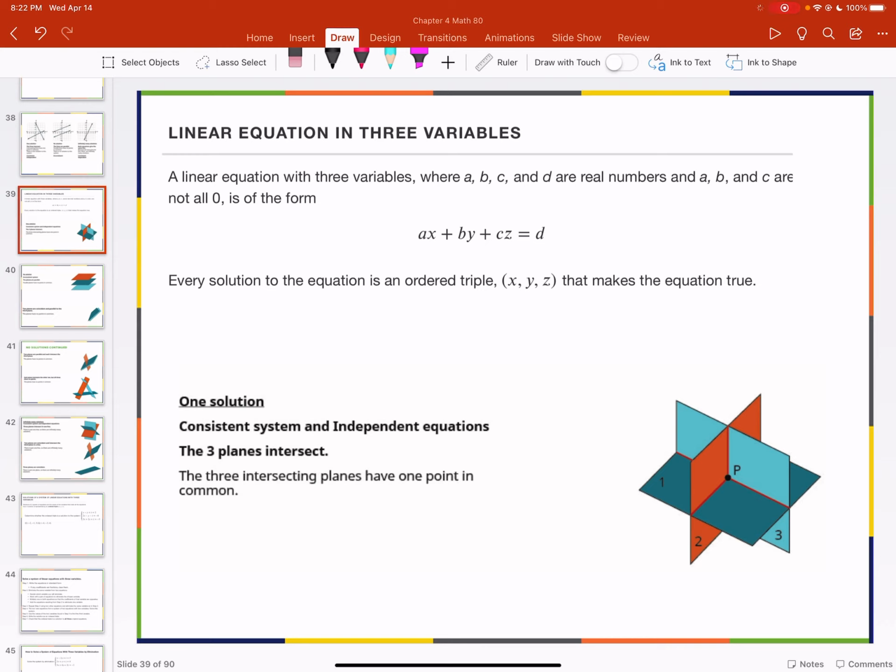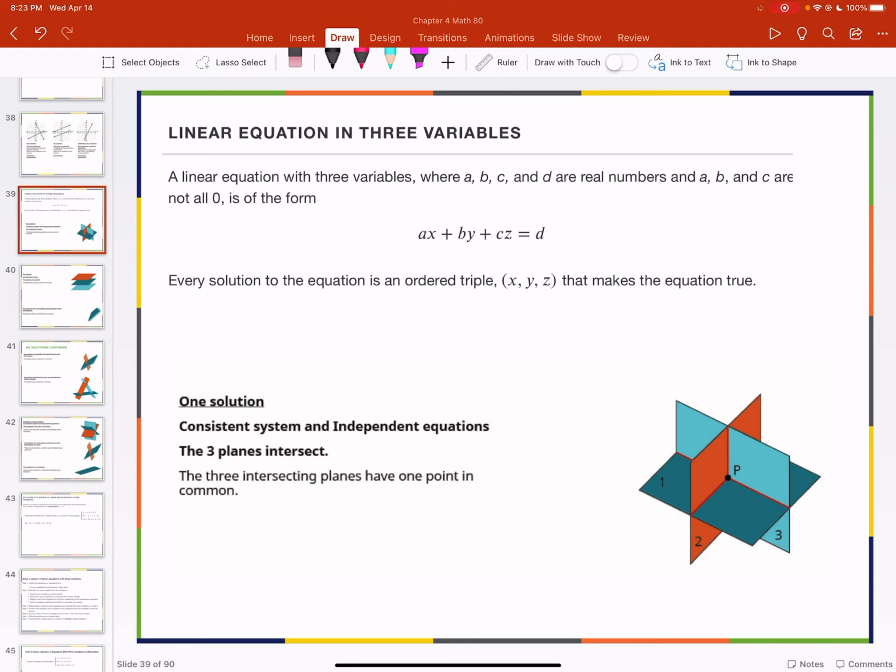Just let that sink in. It's 3-dimensional and they're all linear, so there are no visible exponents. All the exponents of the variables are 1. It describes a plane. And the general form is ax plus by plus cz is equal to some constant d. And every solution to the equation is what we call an ordered triple.